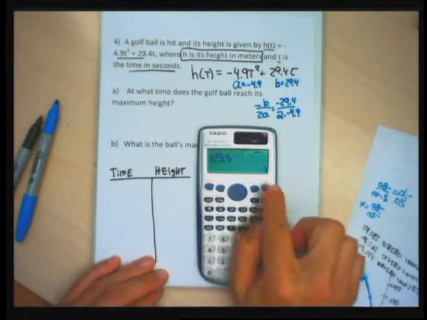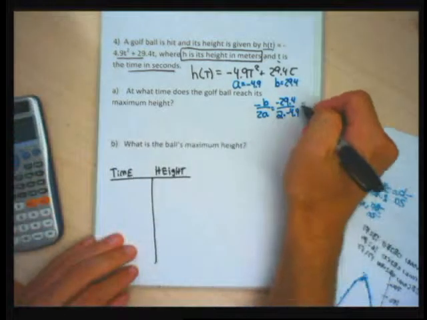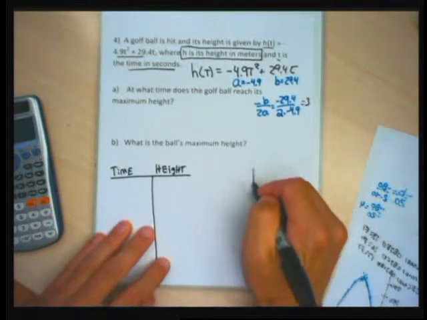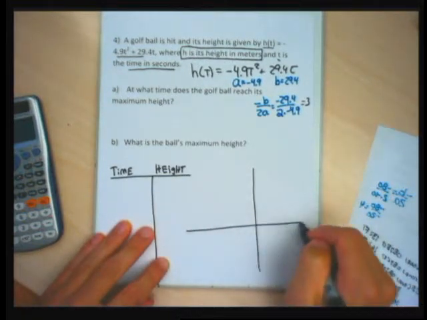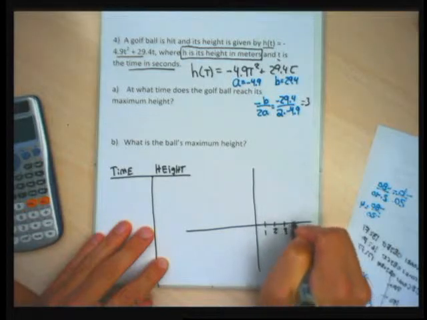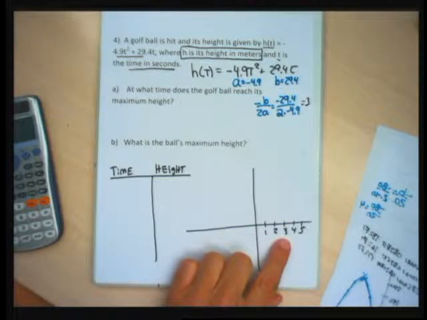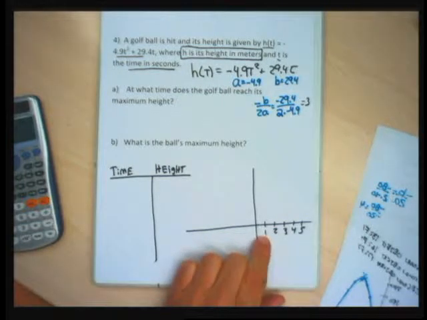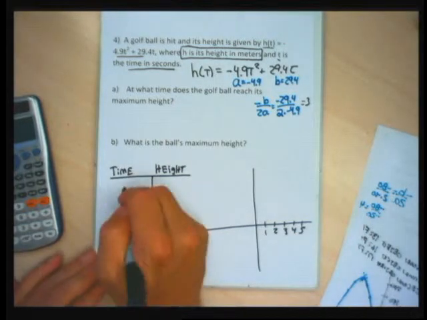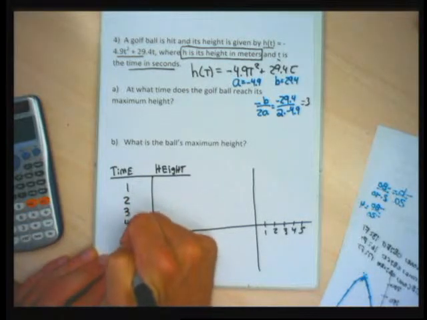And that gives me 3. So that tells me this equals 3. That helps me get started. I don't even need to make a graph if I don't want to, but I certainly want to have a table. And 3 is going to be in the middle of the x column, and I'm going to just have 1, 2, 3, 4, 5 for my table. So 1 second, 2 seconds, 3 seconds, 4 seconds, and 5 seconds.